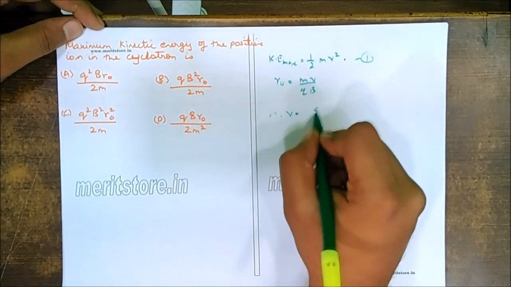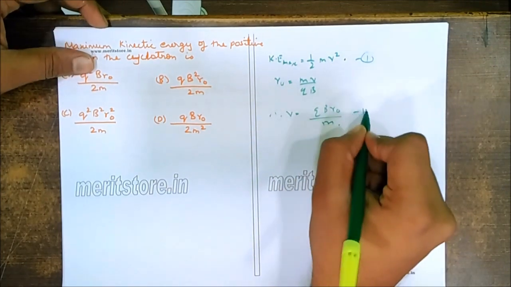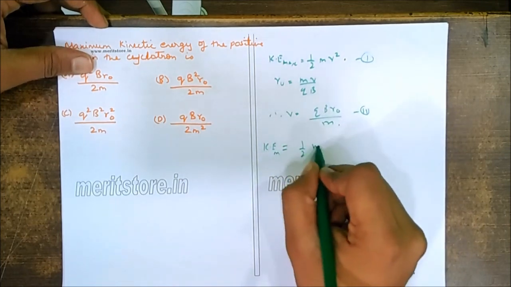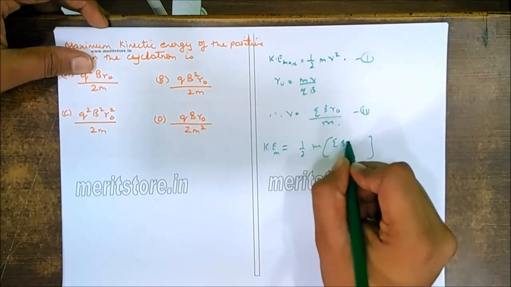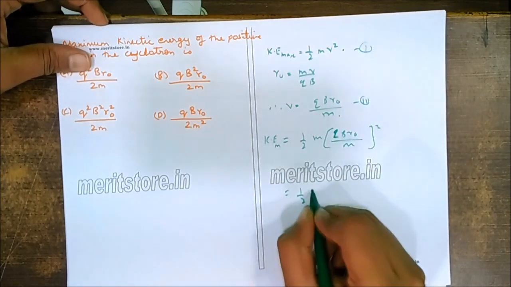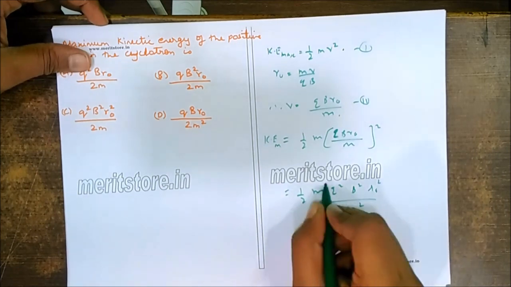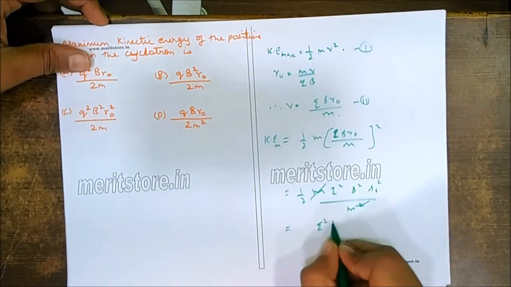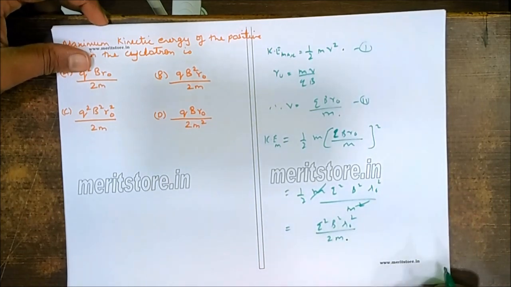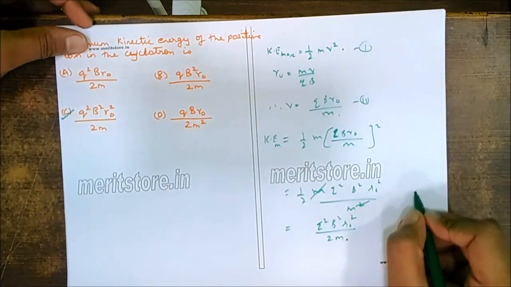v can be given as qB rho upon m. If I substitute this in equation number 1, I'll get kinetic energy max as half m into (qB r naught upon m) the whole square. So this becomes half m q square B square r naught square upon m square. m and m square get cancelled: q square B square r naught square upon 2m. So q square B square r naught square upon 2m, option C.